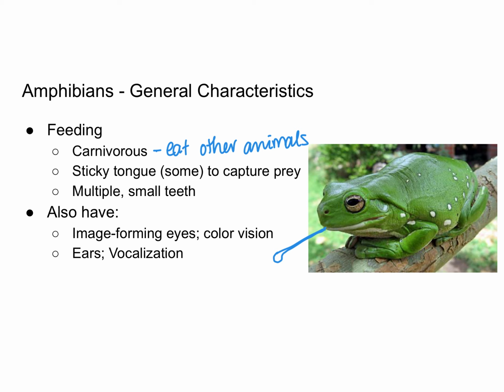They also have ears, and these ears are involved in communication. So if you've ever taken a walk at night, especially around a body of water, you've probably heard frogs and toads croaking and giving off chirps and squeaks. They can vocalize and they can hear each other. And it's how they communicate things like that they're ready to mate.